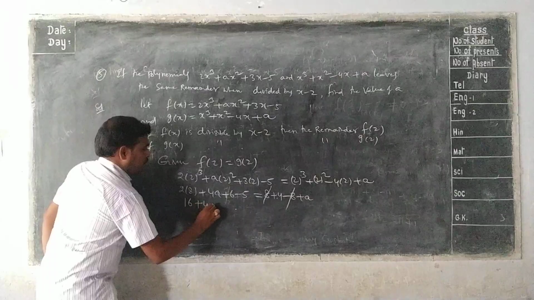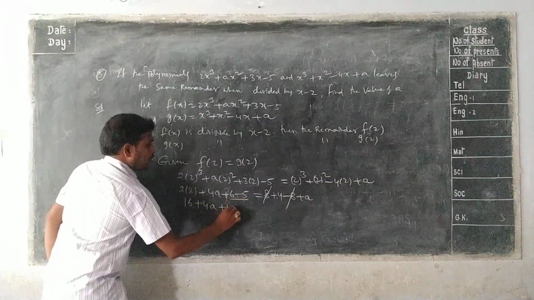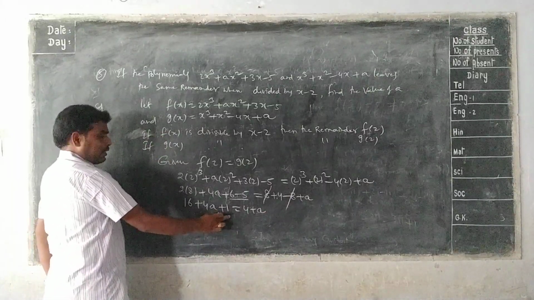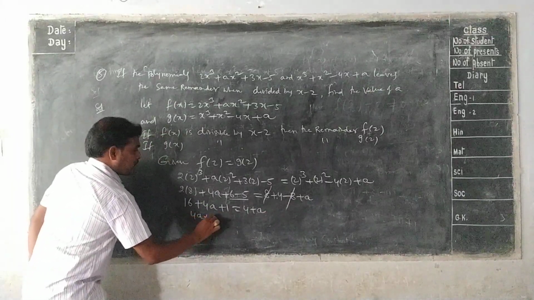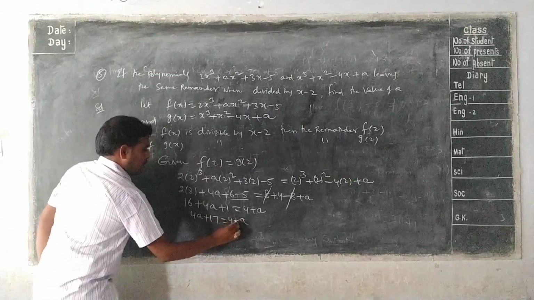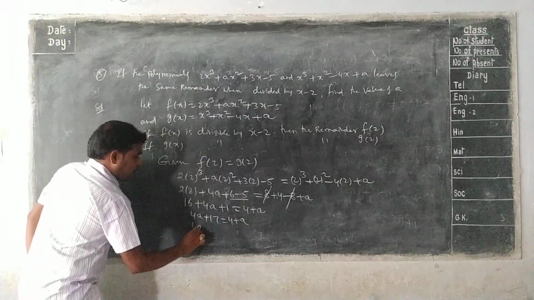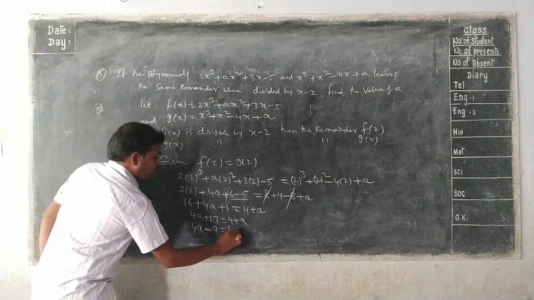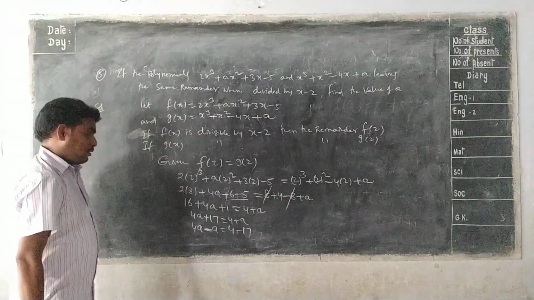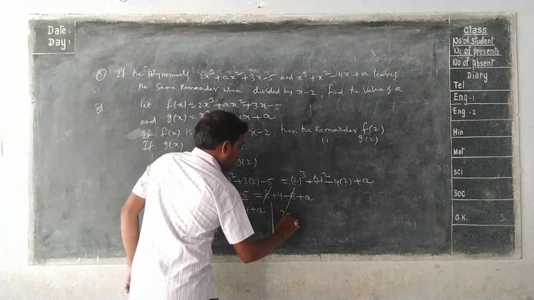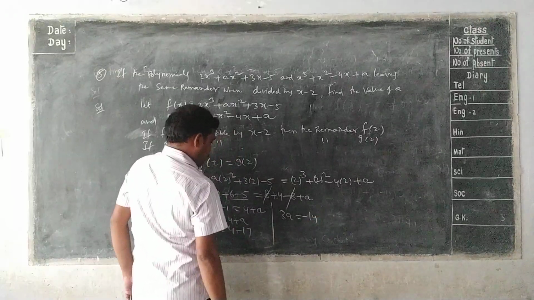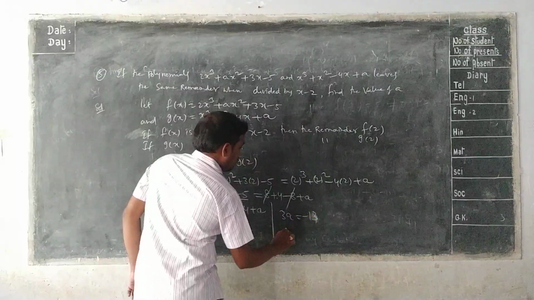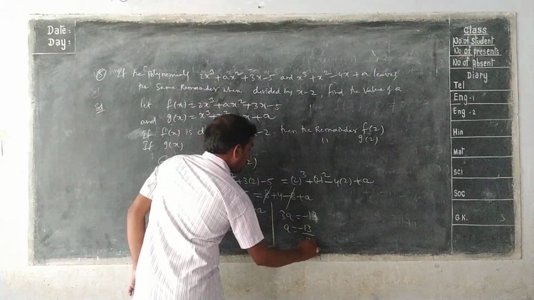2 into 8, 16 plus 4a. 6 minus 5 is 1, equal to 4 plus a. 16 plus 1, 17. 4a plus 17 equal to 4 plus a. Transposing a this side, 4a minus a equal to 4 minus 17. So 3a equal to minus 13. a equal to minus 13 by 3.